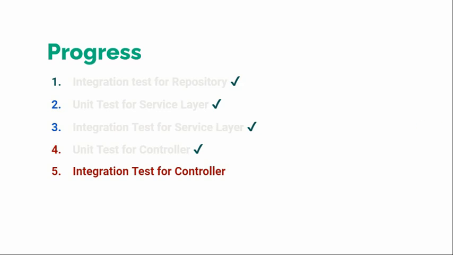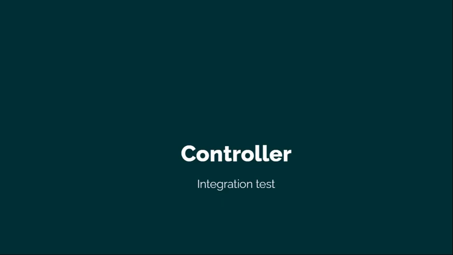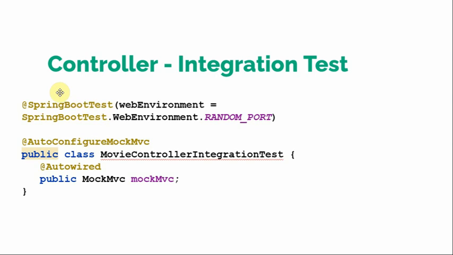So now we are writing the final test of the same use case, which is the integration test for the controller. So let's set up the class. First we have to define Spring Boot test. We have to provide the web environment, and we are telling it to use a random port to run this test. So it means that an actual container will be launched, a web container.